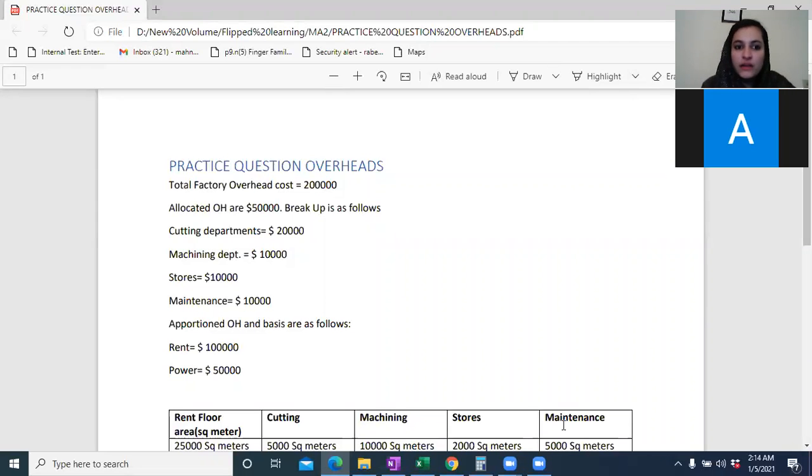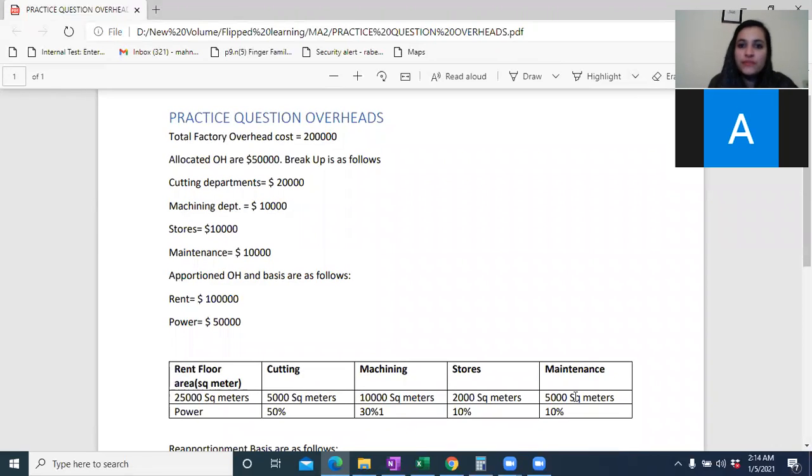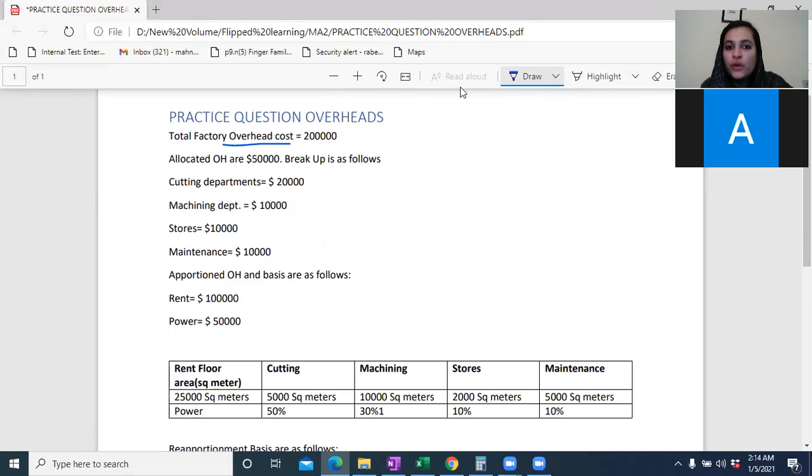Okay, so this is the question. It tells you the figure of total factory overhead. I told you we need to calculate the production overhead cost per unit in the step of absorption costing. So it doesn't deal with prime cost or direct cost. The entire focus will be on production overhead cost.